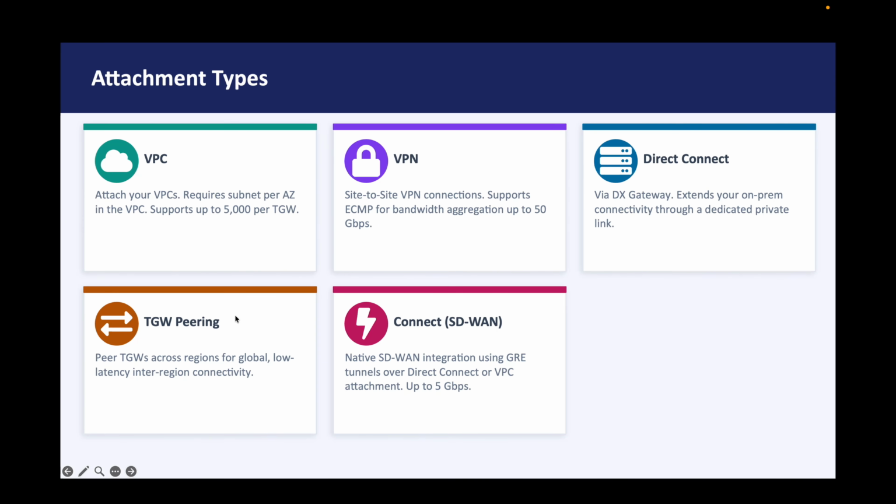Next is transit gateway peering. Pair transit gateways across regions for global, low-latency inter-region connectivity. The last one is Connect, that is for SD-WAN.